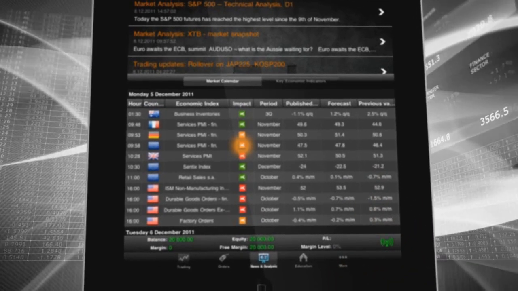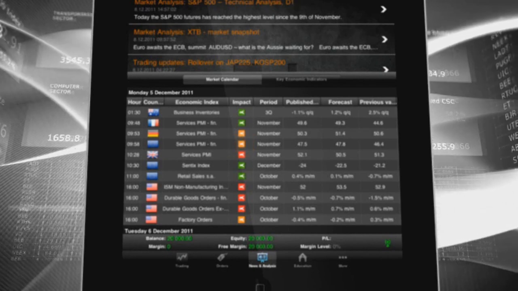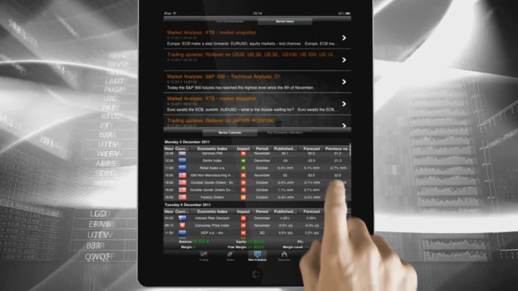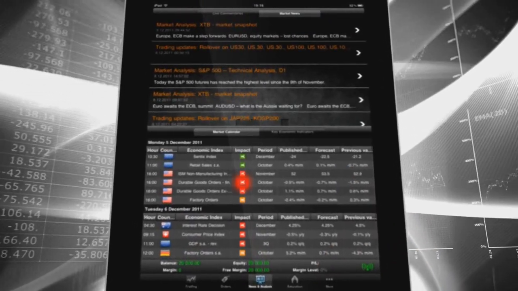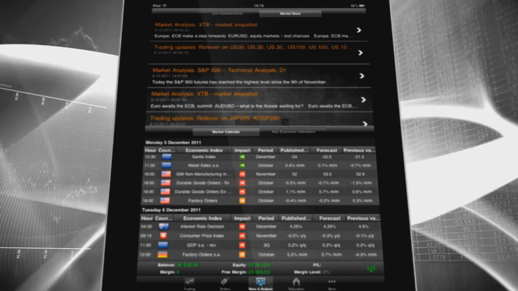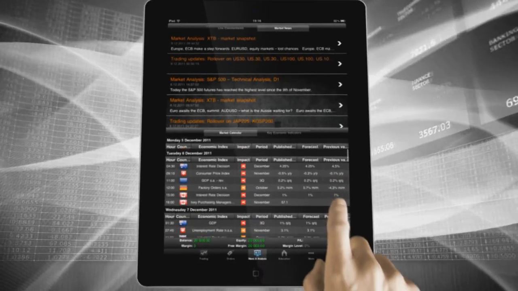Orange represents median. A release might have a noticeable impact on market prices should it deviate significantly from a market consensus. And red means high impact. A release is likely to have a strong impact on market prices, especially if it deviates from a market consensus.